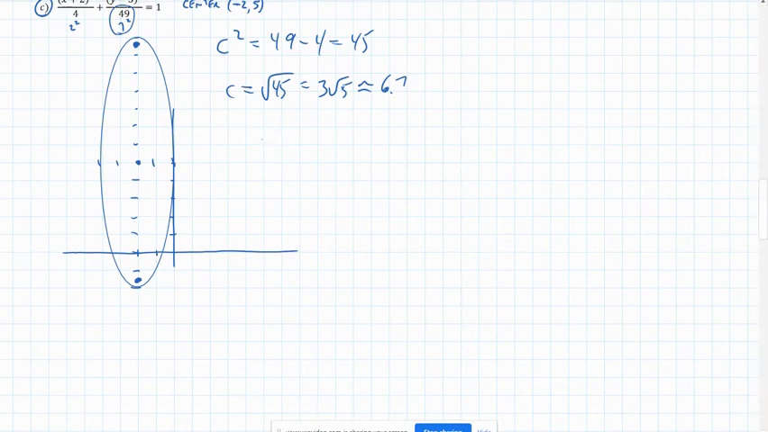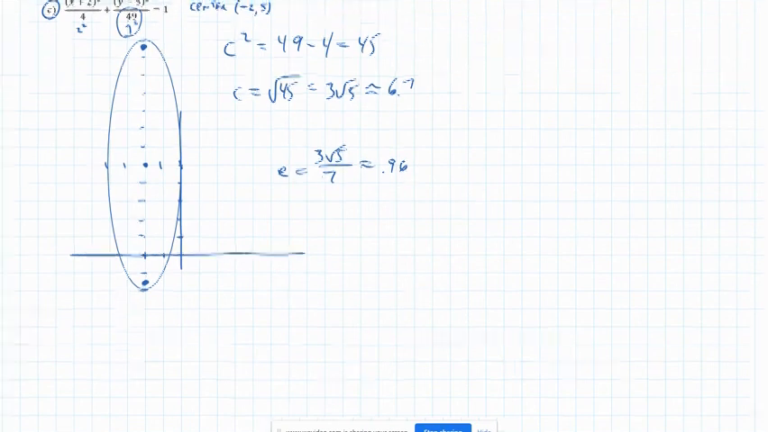Okay, and so our eccentricity for this problem is 3 root 5 over 7, and that is pretty close to 1. That's about 0.96. So very close to 1, that makes it elongated, whereas an e value close to 0 is nearly circular.